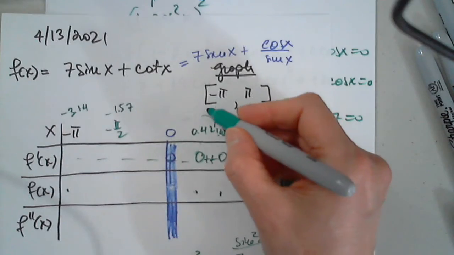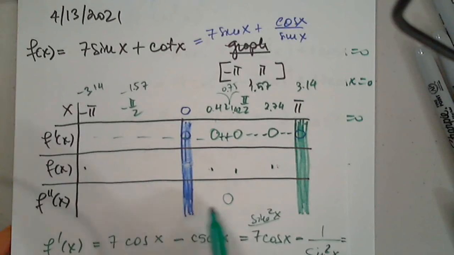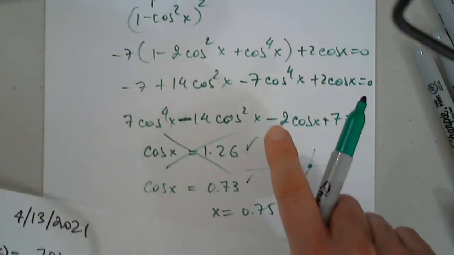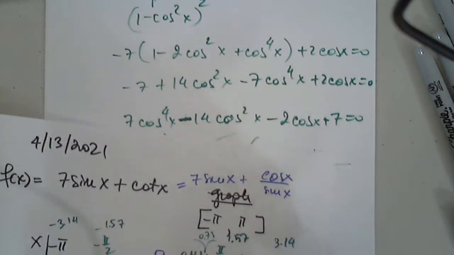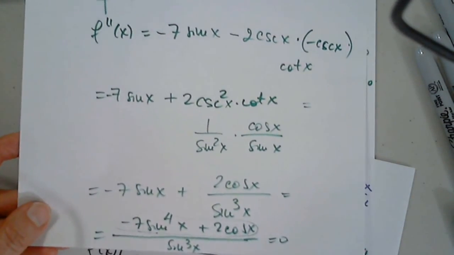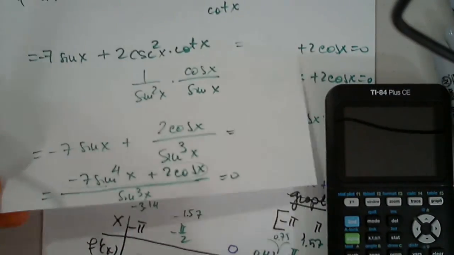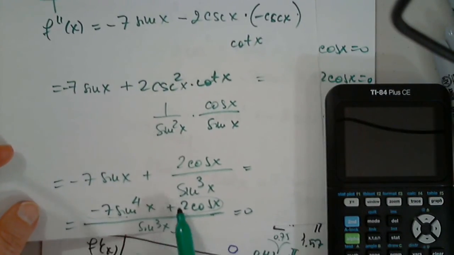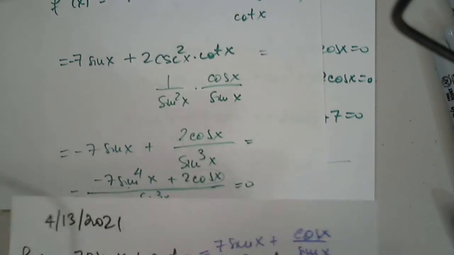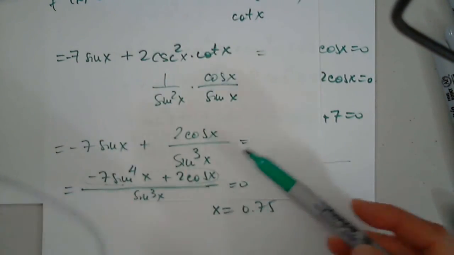Oh my goodness, 0.75 is right here. So now I have to find the sign of this function. I'm going to plug numbers into my first derivative. If I plug in 0, this is positive. When I plug in pi, this is 0 and this is positive.